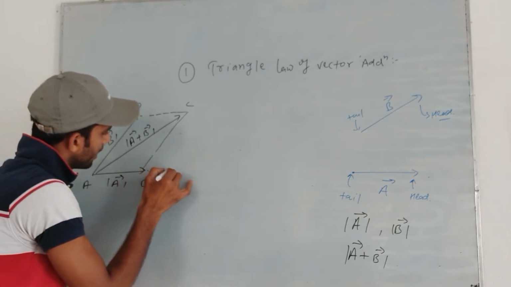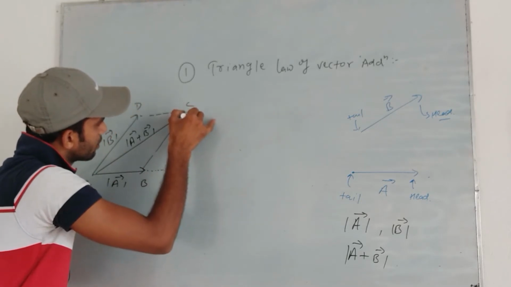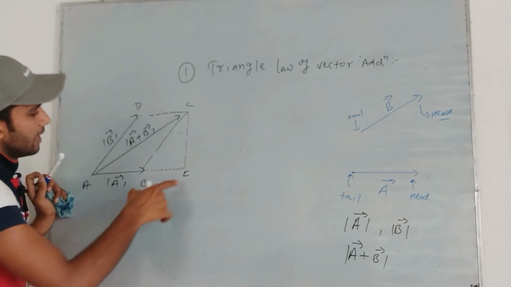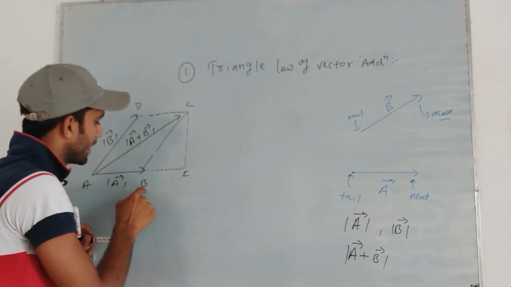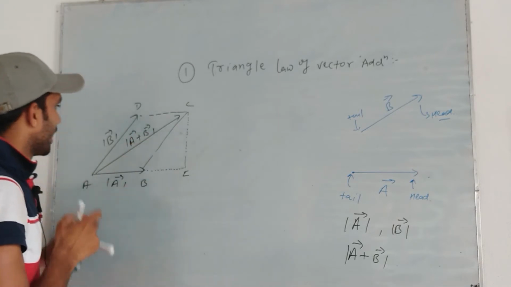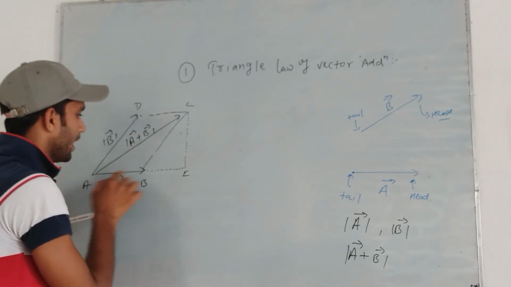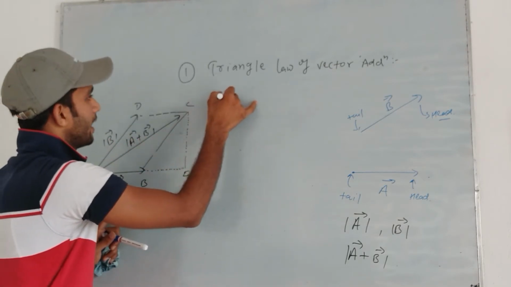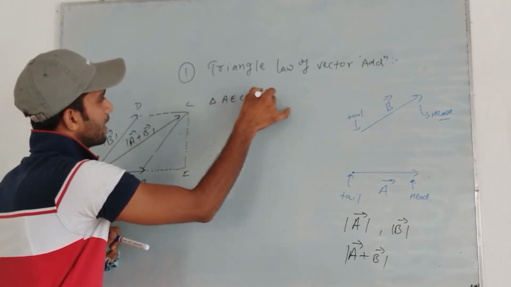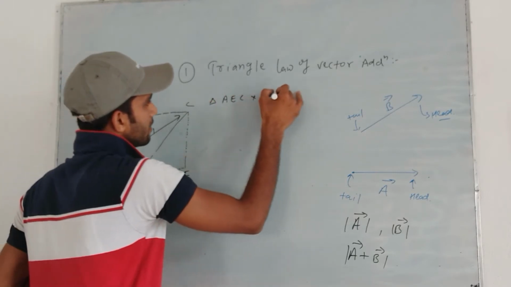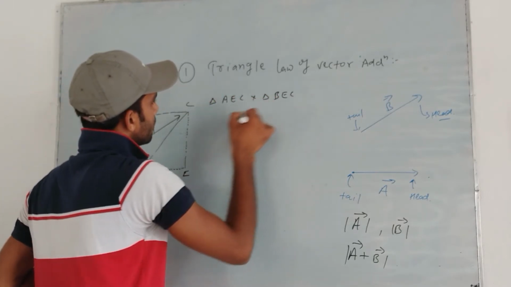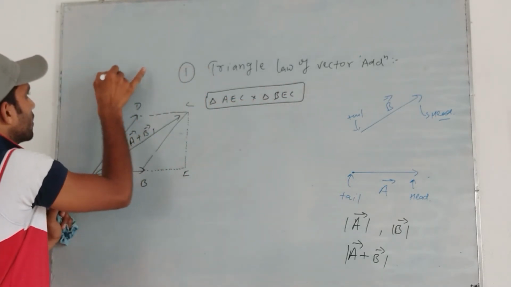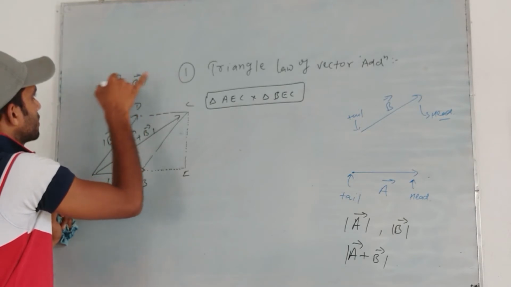Extend line A and B up to this point and draw the perpendicular line from point C and make a right angle triangle. Let this point be E, so you will get right angle triangle BEC, right? And you will also find right angle triangle AEC. So you have two right angle triangles, AEC and BEC, right? We are going to find magnitude of A plus B. You have to remember, we are going to find magnitude of A plus B.